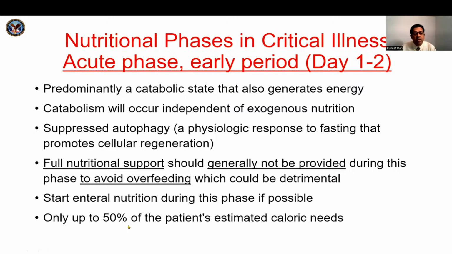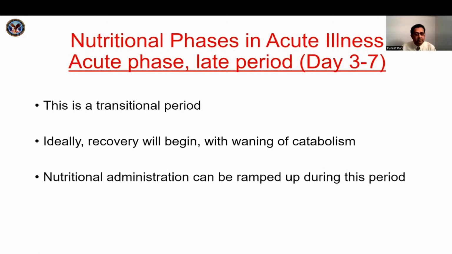Therefore, it is generally not recommended to provide full nutritional support in the early day 1 to 2 phase. You can start with enteral nutrition as soon as possible and within 24 to 48 hours, and only up to 40% or 50% of patients' estimated caloric needs should be provided during this phase.